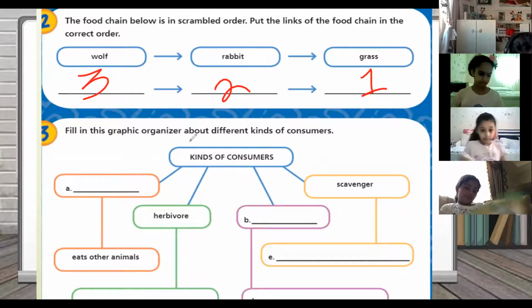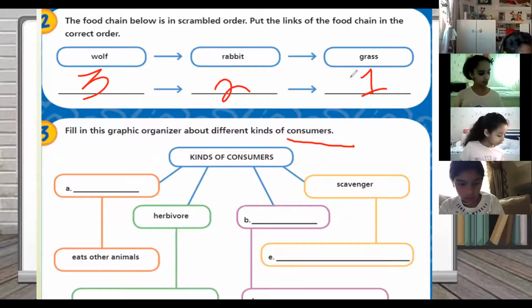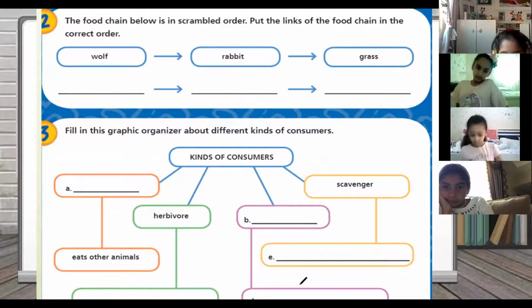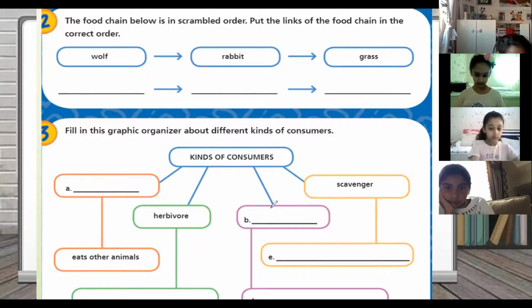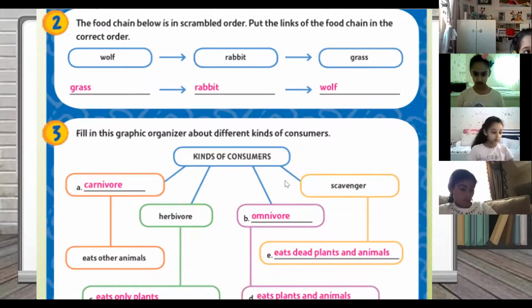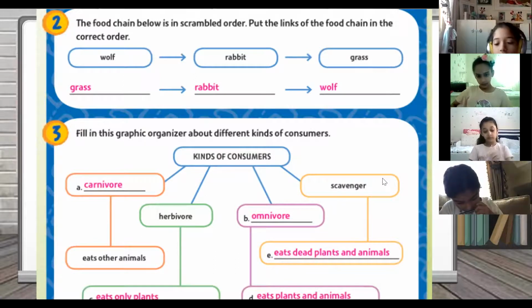Now fill in the graphic organizer about different kinds of consumers. Okay? Consumers. Now, kinds of consumers, we said we have herbivores. Carnivores. Excellent. Carnivores eat only animals. And then omnivores. Omnivores can eat what? Omnivores eat plants and animals.